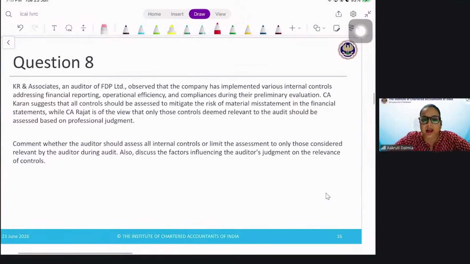We'll take a 10 minutes break here, Ashok ji. Technical team, it is 7:20 now, so we can come back at 7:30. Okay.